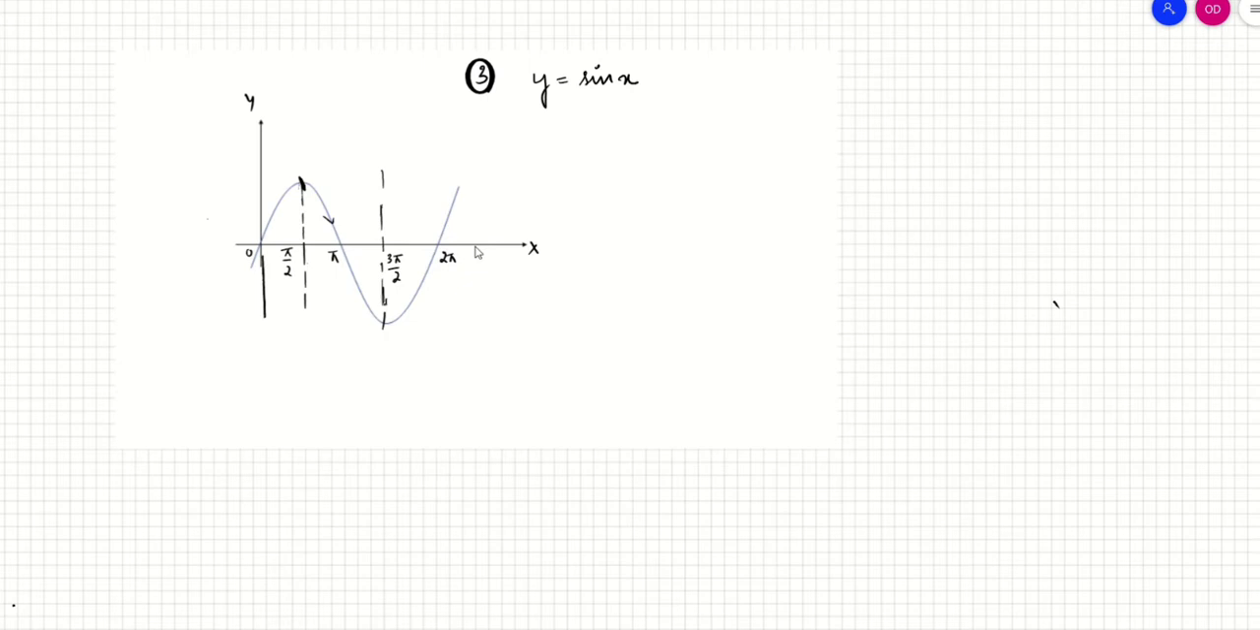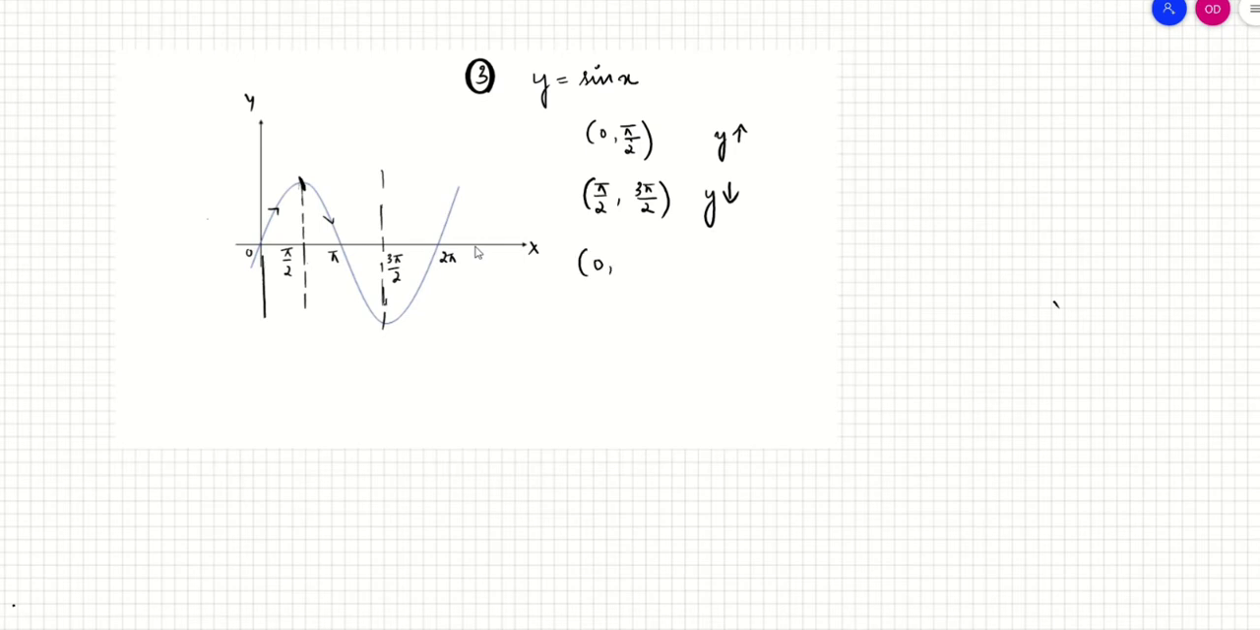Example 3. Let's consider the graph of y is equal to sine x. Now observe that in this graph, in the interval 0 to pi by 2, the function sine is increasing. So y is increasing. In the interval pi by 2 to 3 pi by 2, the function y is decreasing. So now, if I ask you to tell me if the function sine x is increasing or decreasing, you will ask me which interval should I consider. Is that right?